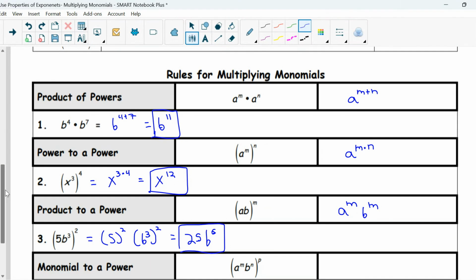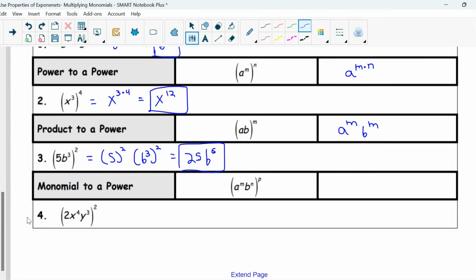The final example here is monomial to a power. So we have multiple terms here. A to the nth power, b to the nth power, all raised to the power of p. So you would multiply both of our exponents by the p power. It's kind of like power to power. So we have a to the m times p power, and b to the n times p power.